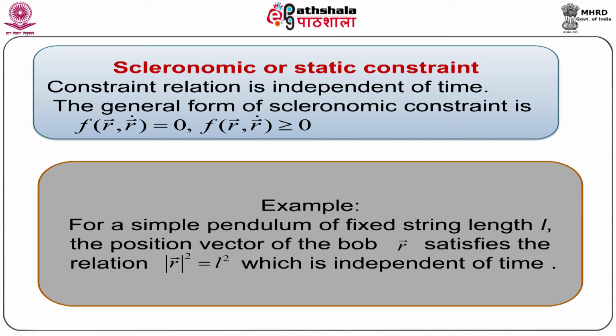As an example, we consider a simple pendulum. For a simple pendulum with fixed string length, the position vector of the bob r with respect to the fixed fulcrum at any time t must satisfy the constraint relation |r|² = L², L being the constant length of the string of the pendulum. This relation is of the form f(r) = 0. It is independent of time, so scleronomic.